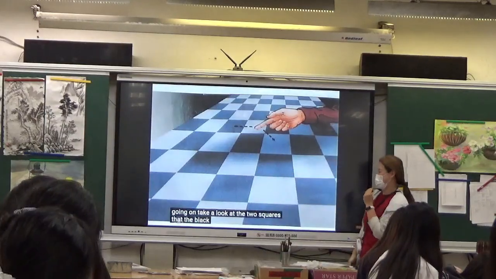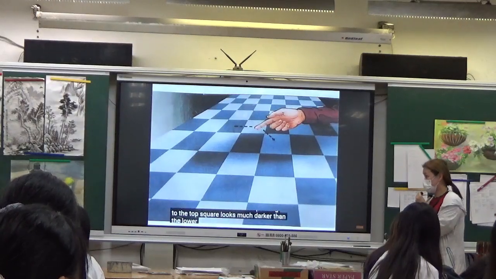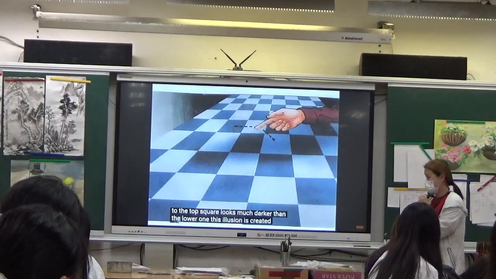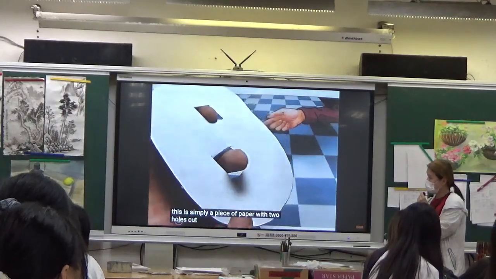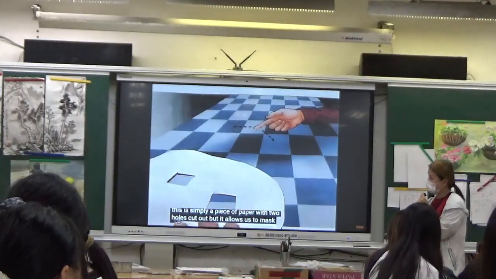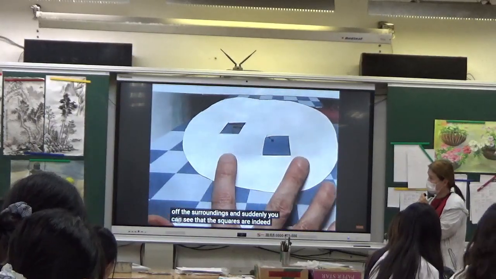Take a look at the two squares that the black arrowheads are pointing to. The top square looks much darker than the lower one. This illusion is created by the area surrounding each square. This is simply a piece of paper with two holes cut out, but it allows us to mask off the surroundings. And suddenly you can see that the squares are indeed identical.